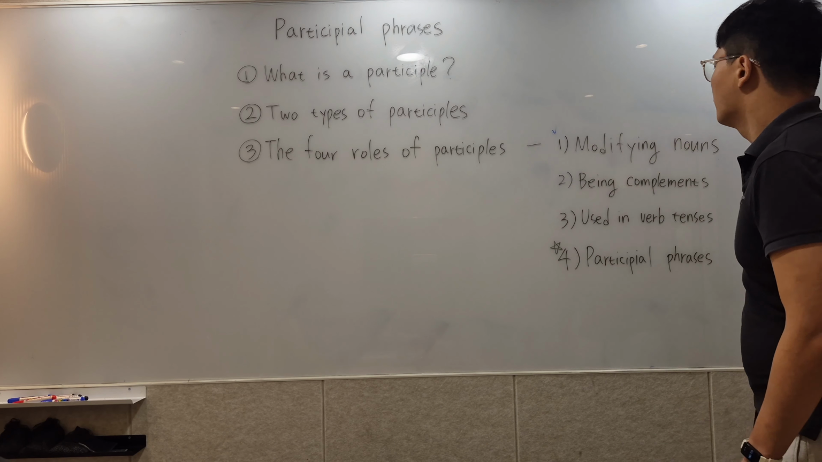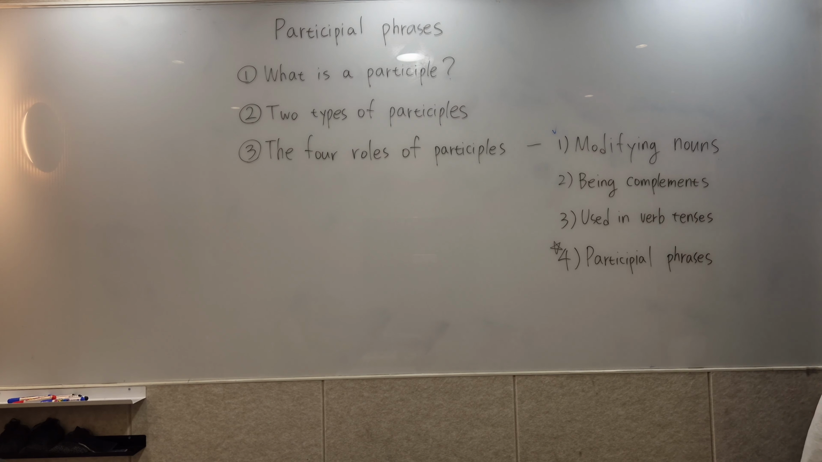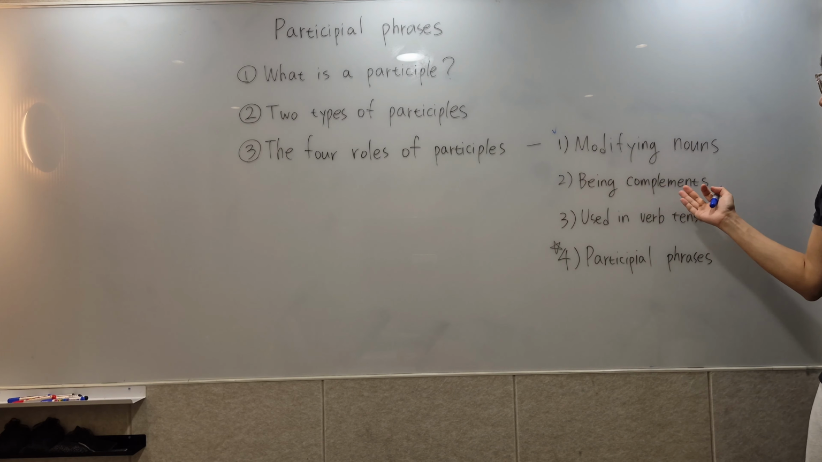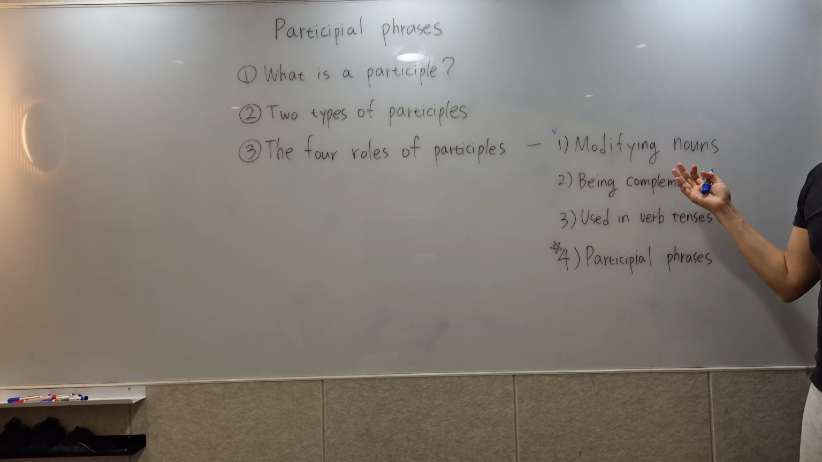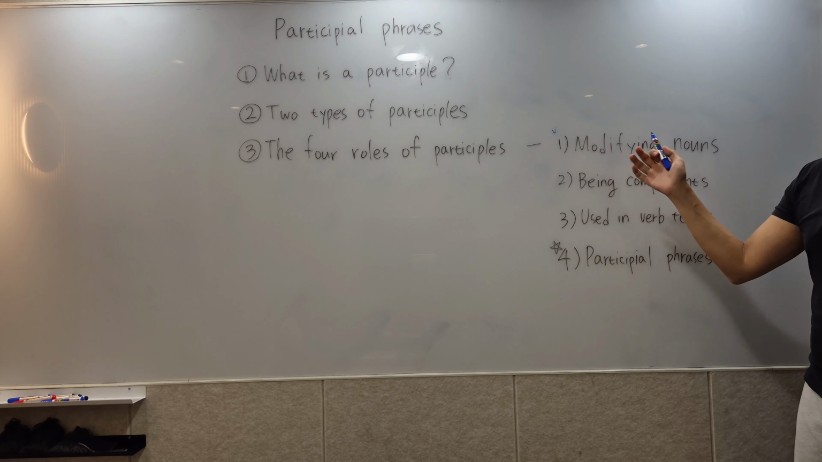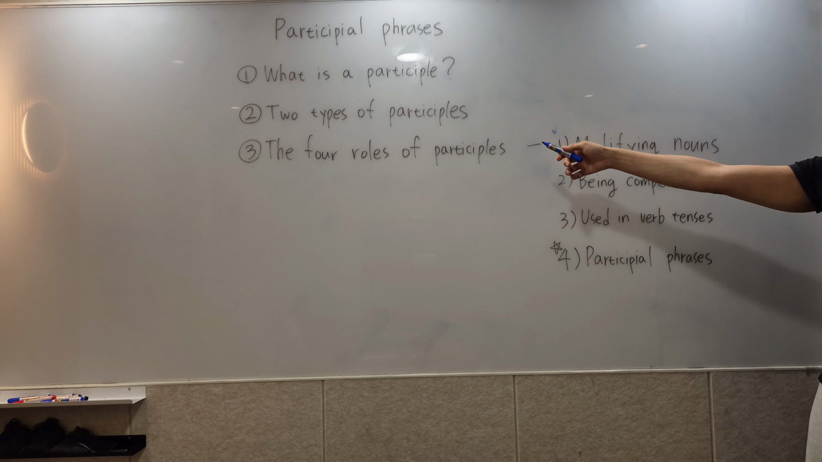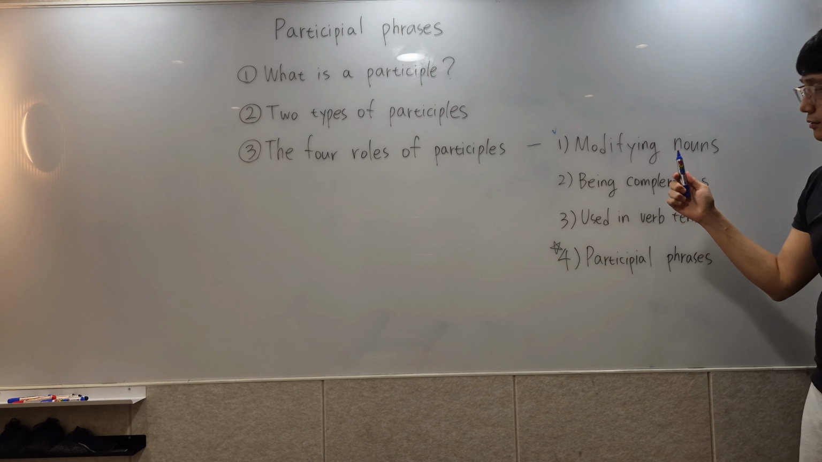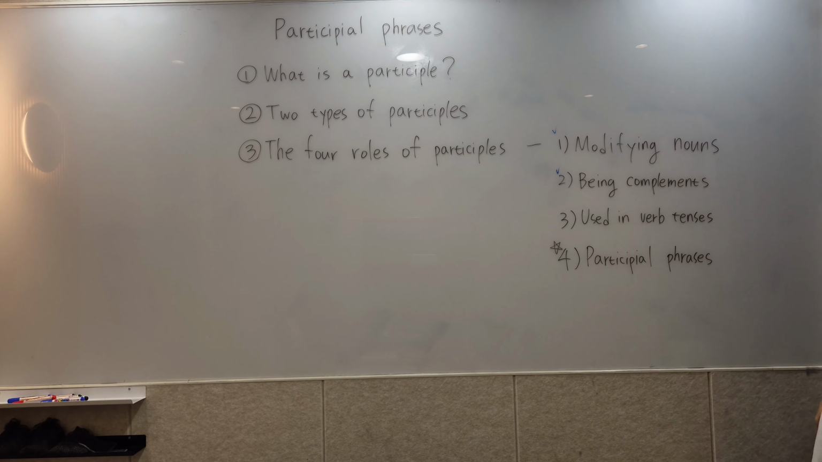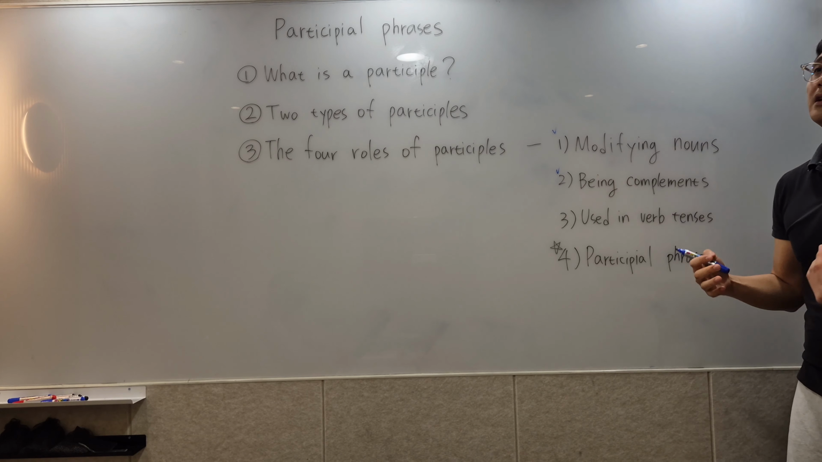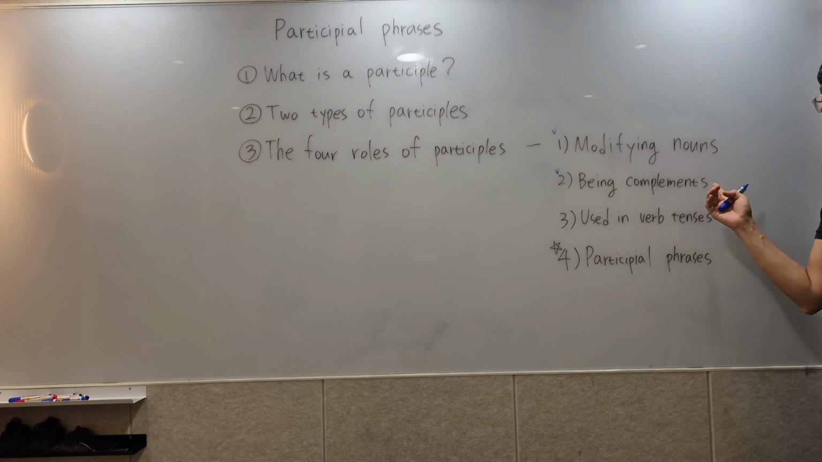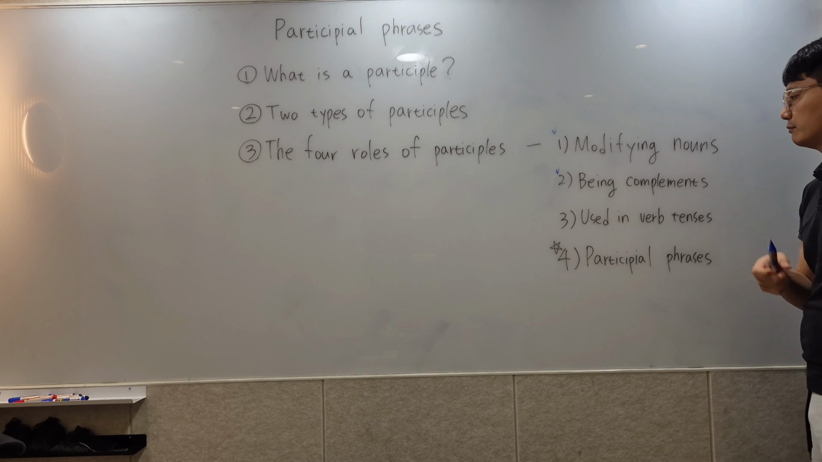You've done it. All right, the second one, being complements. Adjectives can be complements, so why not participles, right? It's actually about parts of speech. If a participle is an adjective, it can do what adjectives do in a sentence, such as being complements, right?